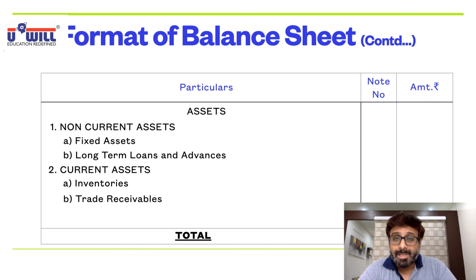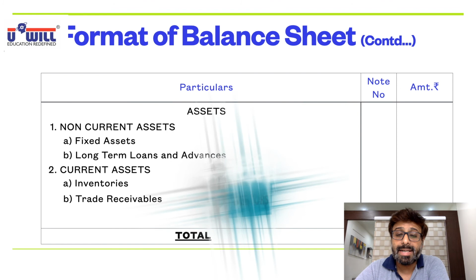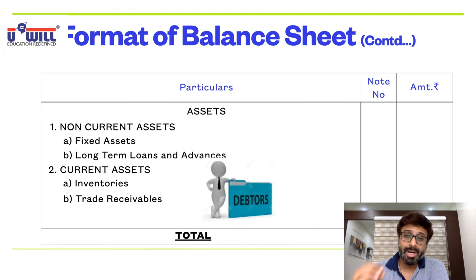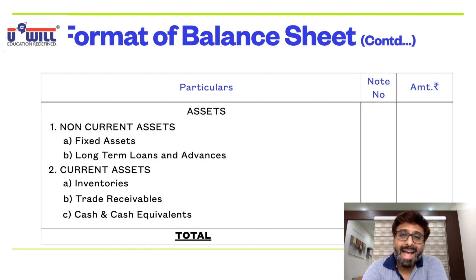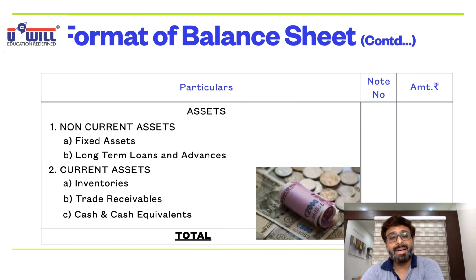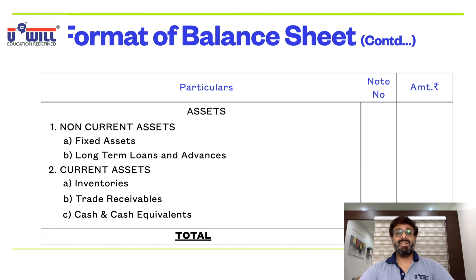Then trade receivables. Like trade payable includes creditors and bills payable. In bracket of trade receivables, write down debtors and bills receivables. Okay, trade receivables means receivables which arise in the course of a trading business, that includes debtors. So in bracket of trade receivables, mention debtors and bills receivables. And lastly, cash and cash equivalents. Okay, so cash and cash equivalents is the third current asset. Very simple format of balance sheet.